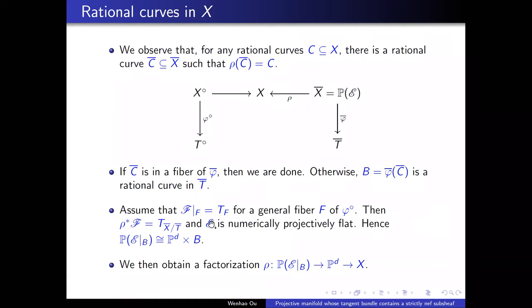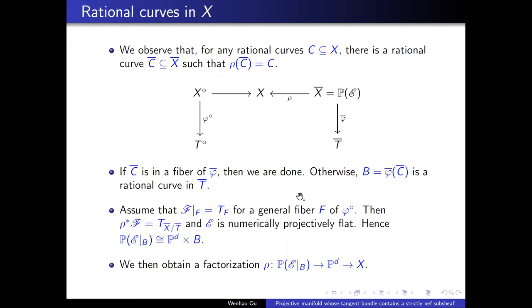So the key here is that we have something numerically projectively flat, and then it is related to fundamental groups. Then we can kill varieties with simple fundamental groups, such as P1, such as B. So B here is a P1, so B is a rational curve. That's why we can kill the B. You see the factor B is killed by this projection. Okay, so this is how you prove that in this special case, every rational curve in X is proportional to a line in the fiber of phi zero.